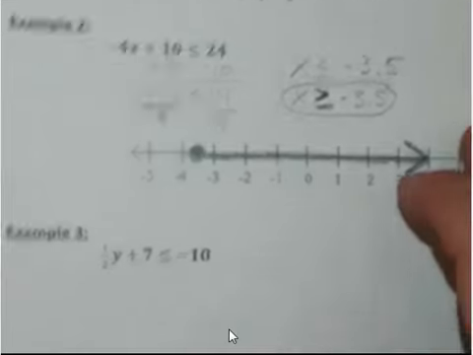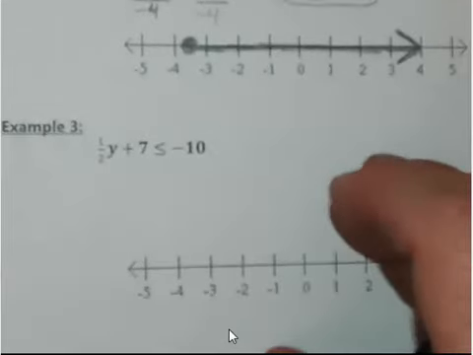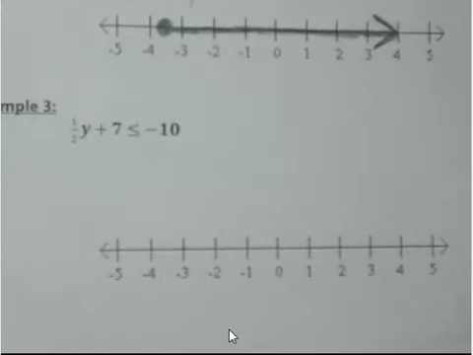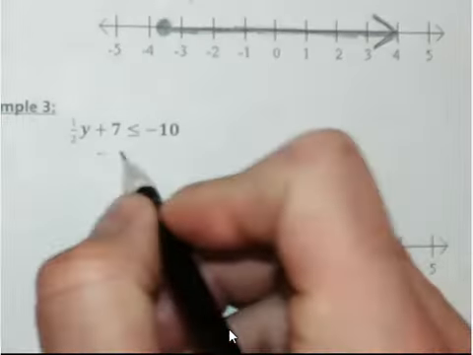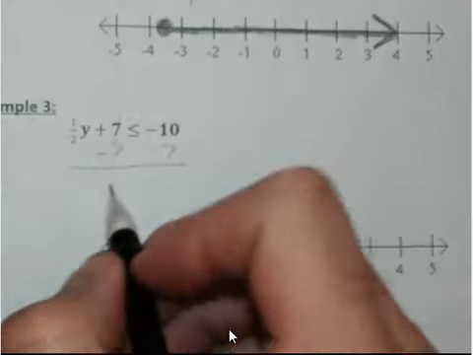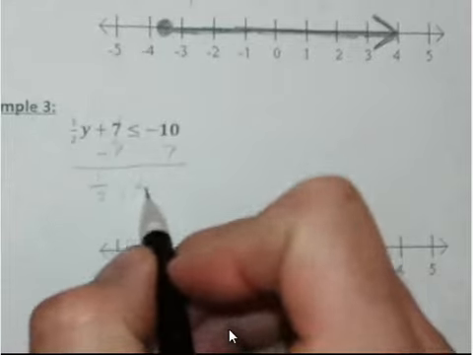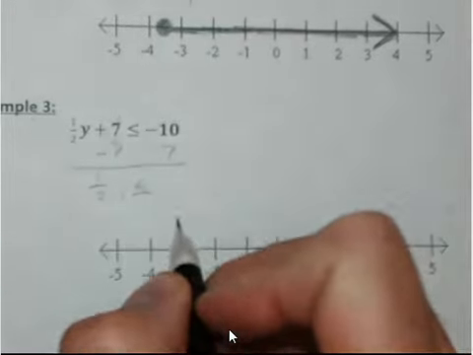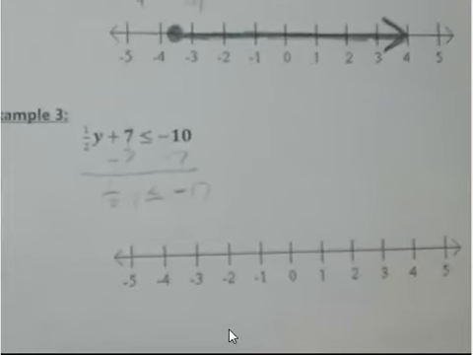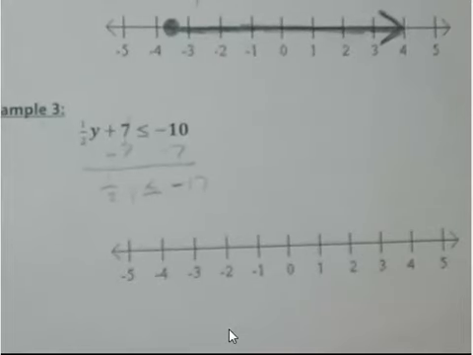Finally, our last example that we're going to do together is this one with a fraction. Don't let the fraction scare you. So we have 1/2 y plus 7 is less than or equal to negative 10. Just like we did in the previous two problems, we're going to start by subtracting 7. So we're left with 1/2 y is less than or equal to negative 10 minus 7 is negative 17. So 1/2 y is less than or equal to negative 17.